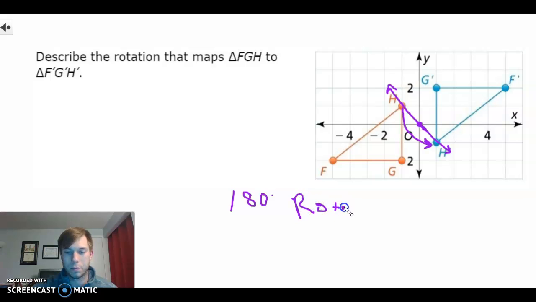rotation. Now you can get more specific. I'm not going to write it all out because it would take a while, but you could get more specific and say 180-degree rotation, or 180-degree counterclockwise rotation about the origin. Okay, so that way you're naming your rotation, you're naming the direction that it's going, and you're naming your center of rotation, which is the origin.